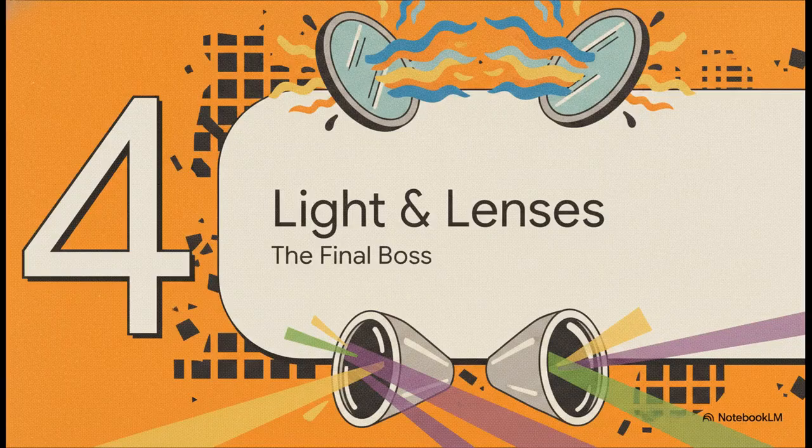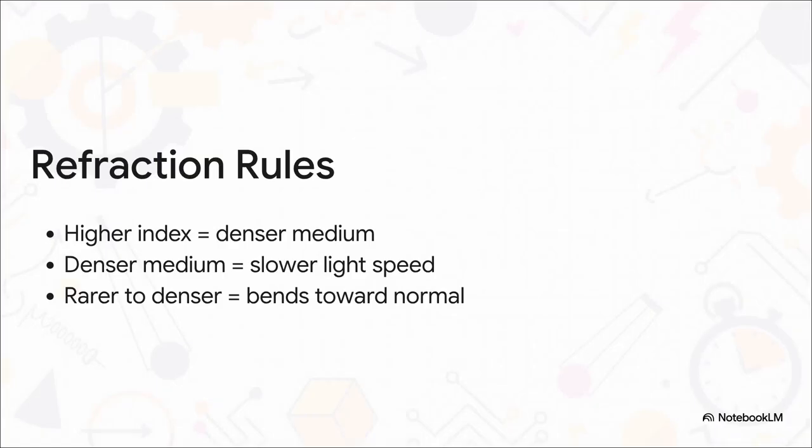And finally, Section 4, Conquering Light and Lenses. First, we need to quickly summarize refraction. Optical density basically dictates both the speed and the path of a light ray. A higher refractive index means you're dealing with a denser medium, which means a slower speed of light. And when light moves from a rarer medium, like air, into a denser medium, like glass, it will always bend toward the normal line.